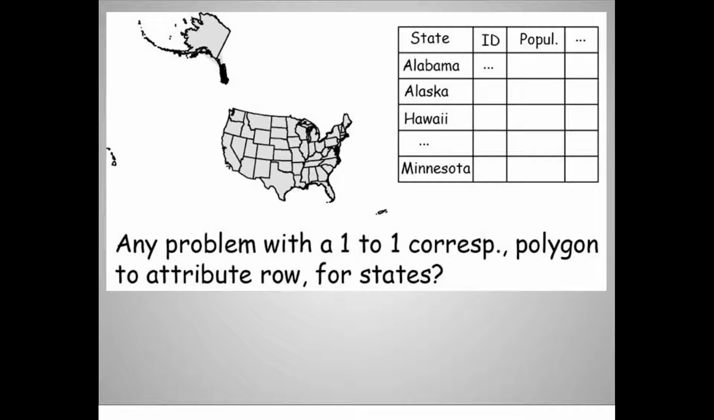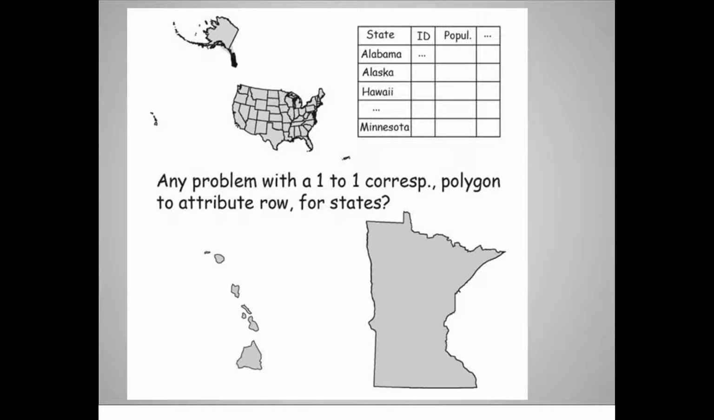This question asks, any problem with a one-to-one corresponding polygon, one row for states? No. You can have this entity represented as a single polygon, although it's got multiple parts. ArcGIS uses the term rings, and I'm sure different software uses it too. It's got multiple rings for one polygon. There's always a one-to-one relationship between the entity, the object, and the table. Minnesota is one. Minnesota probably has some islands off its coast.